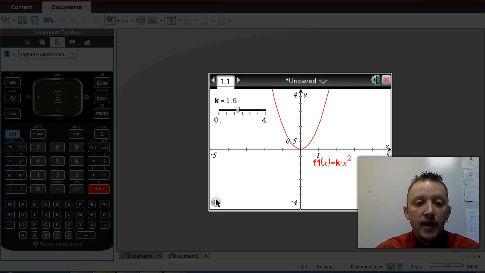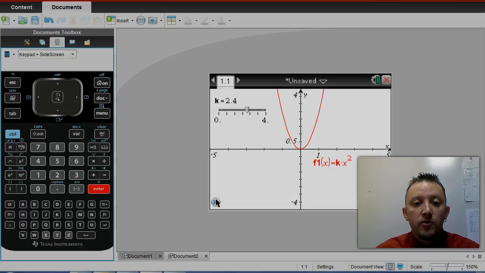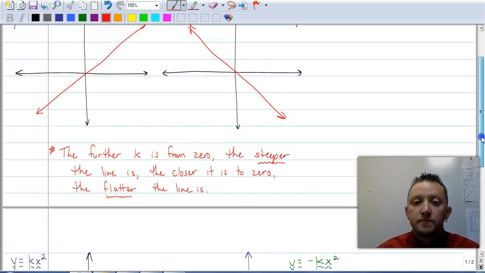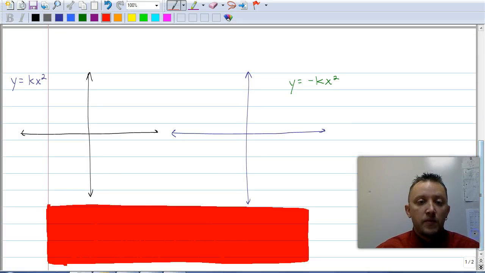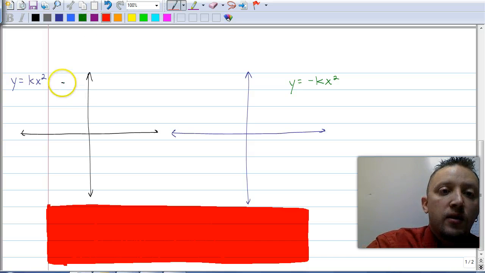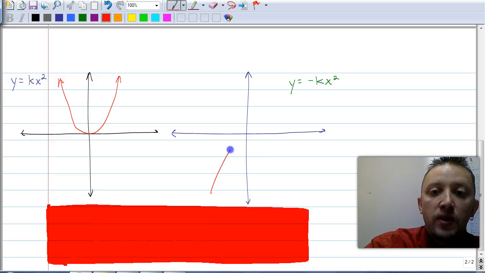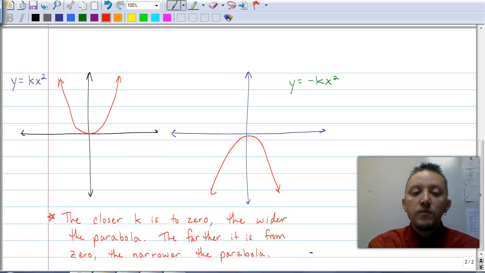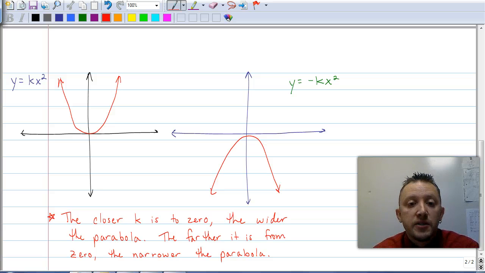So if we summarize that in our notes, again, when k is positive, the graph points upwards. When k is negative, the graph points downwards. And like we just mentioned, the closer k is to 0, the wider the graph's going to be. The farther it is from 0, the narrower the parabola is going to be.